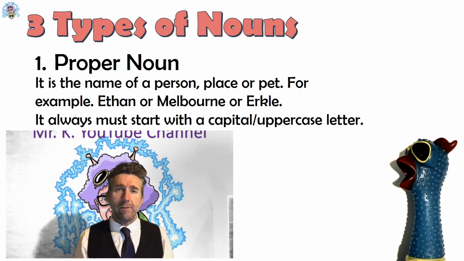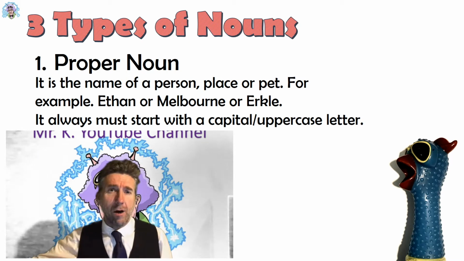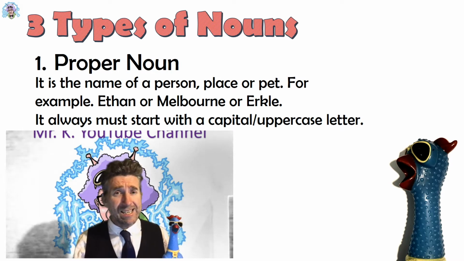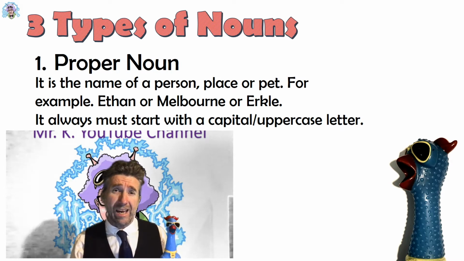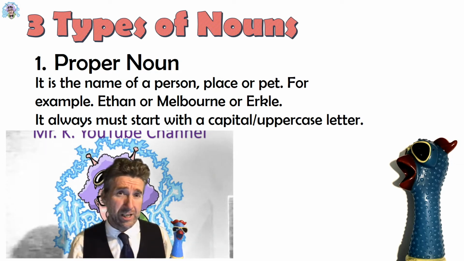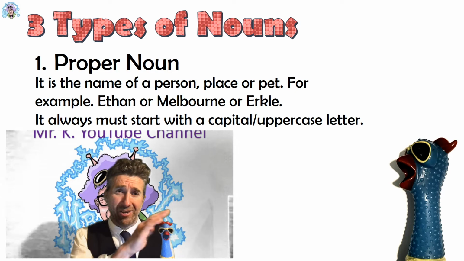Another proper noun I could think of would be the name of my buddy here, Urkel. Urkel is a proper noun. It's a name of something, and it's something that is unique in this world. There's no other plastic chicken in the world just like my Urkel. Is there, Urkel?